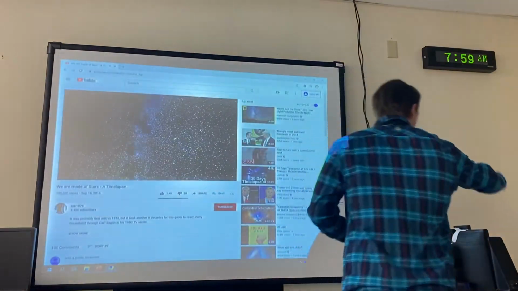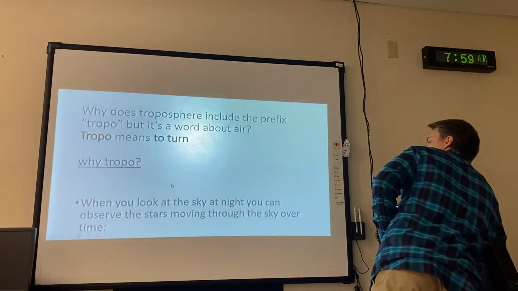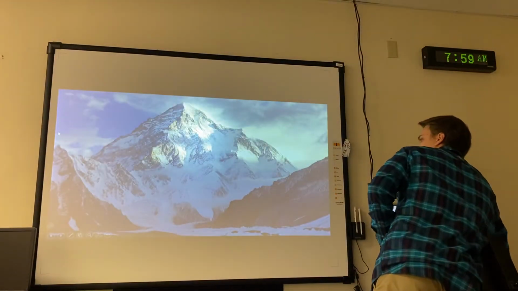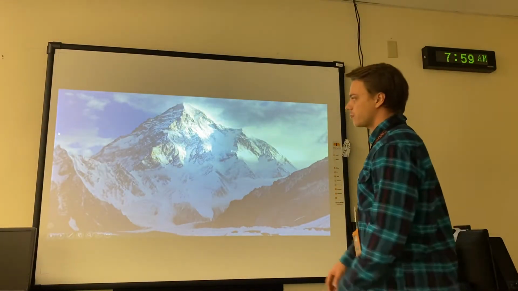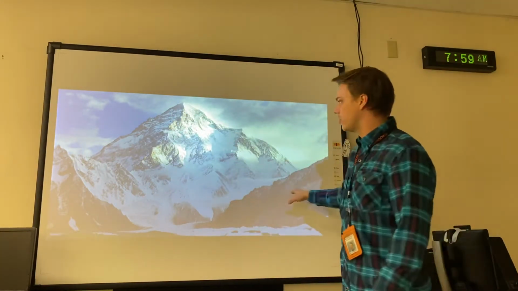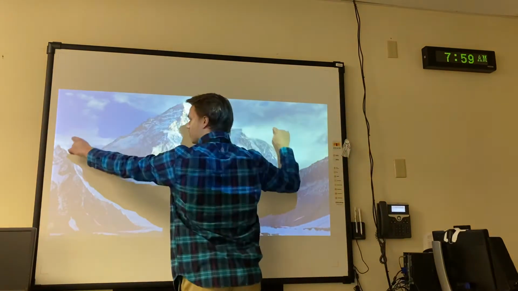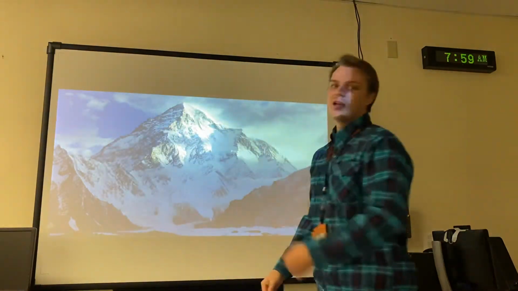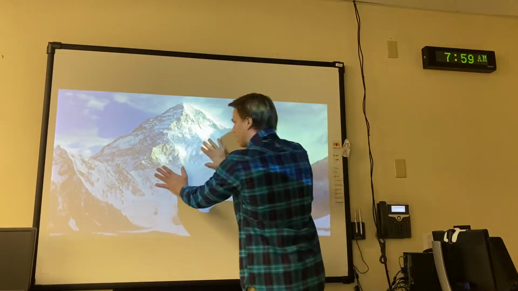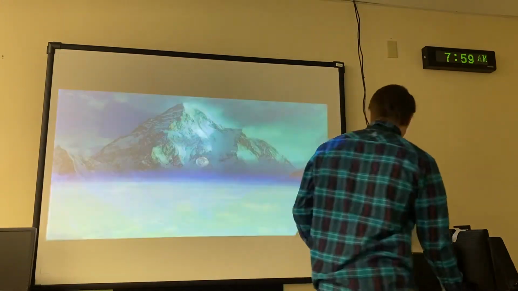Okay, so let's take a look, and I want to make this appear a little bit more real to you. What are we looking at here? I see rocks. So this is the lithosphere. Rocks are the lithosphere. This is actually Mount Everest. But above it, around here where we see all these clouds in the sky, that is the troposphere. So the lithosphere is the rocks. The troposphere is the air above everything.